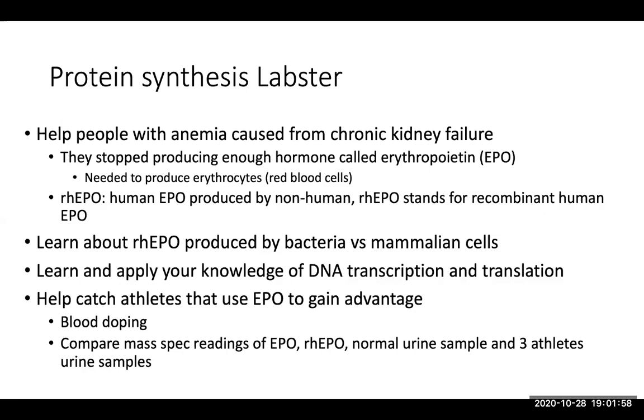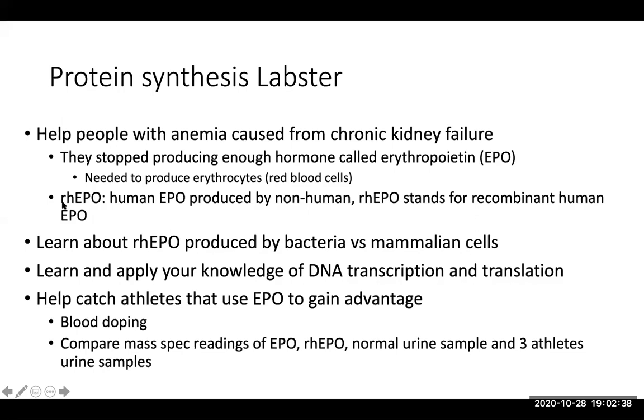So a lot of people are used to thinking of anemia as being caused by an iron deficiency. But in this case, you're looking at people with anemia that's caused from not having enough erythropoietin due to kidney disease. So the goal is to make the hormone erythropoietin so that you can give that to the patient, and then it will stimulate red blood cell production.